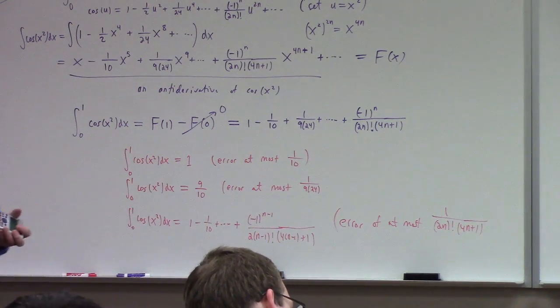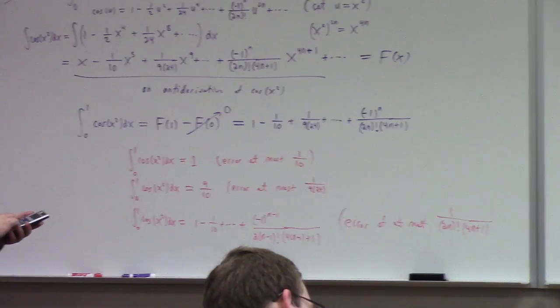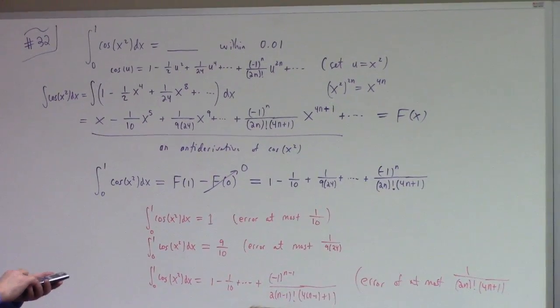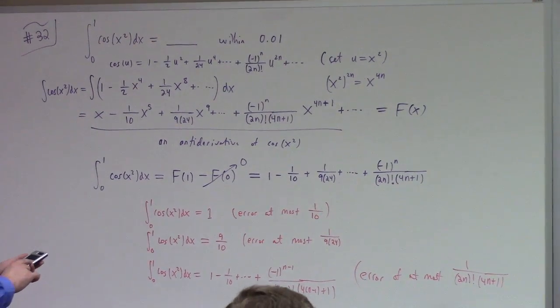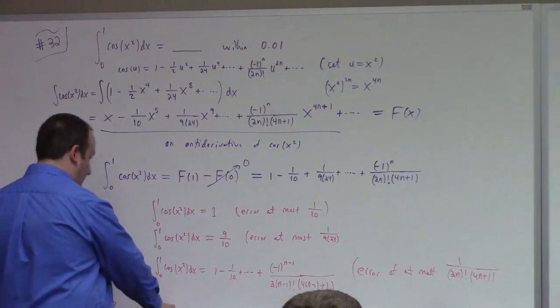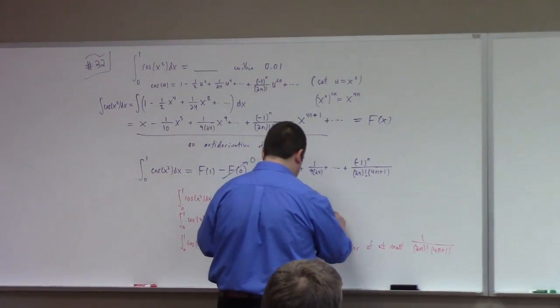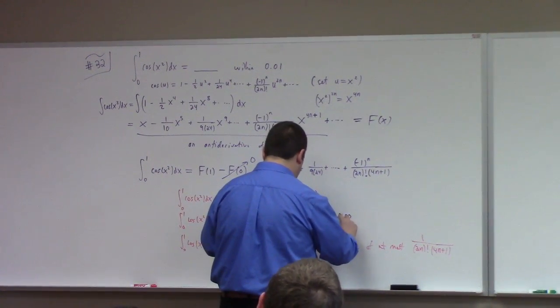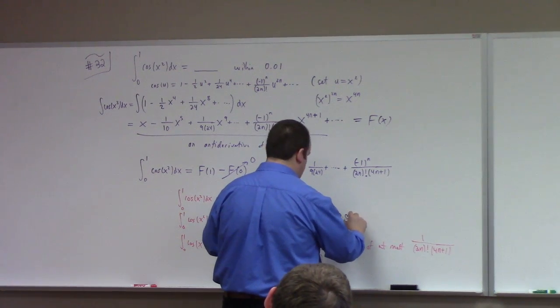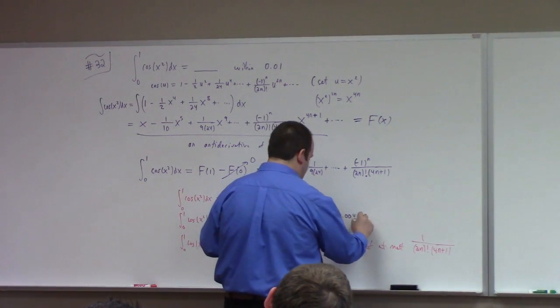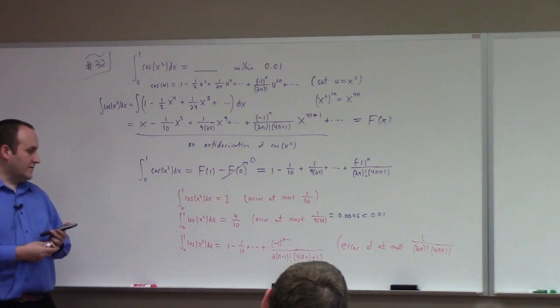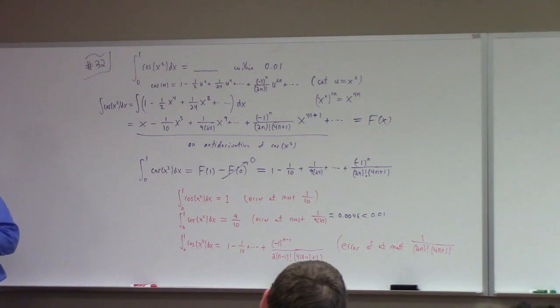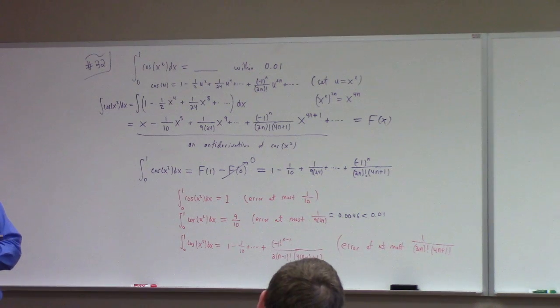Is it smaller than 0.1? 0.01? I think so, right? That's 216. That is actually about 0.0046, right? That's less than 0.01. So there you go. This integral is 0.9 to within, certainly to within a tolerance of 0.01.